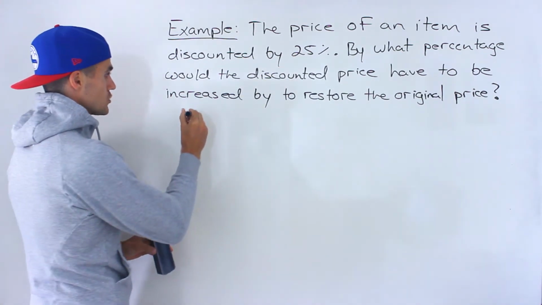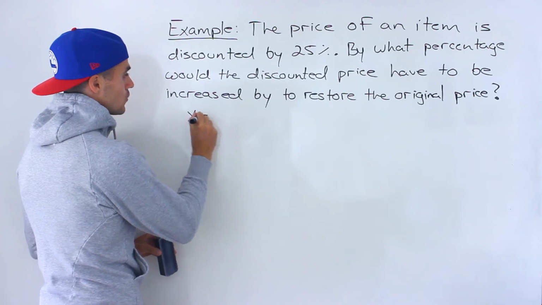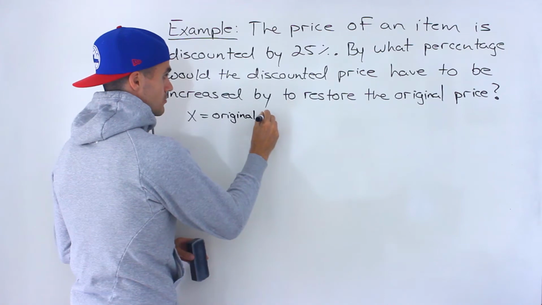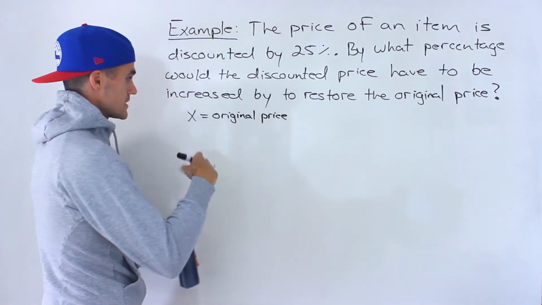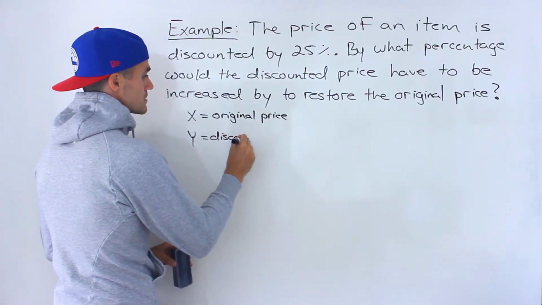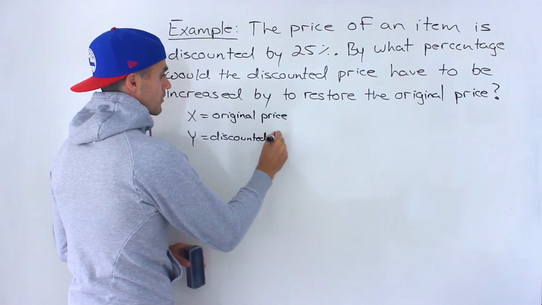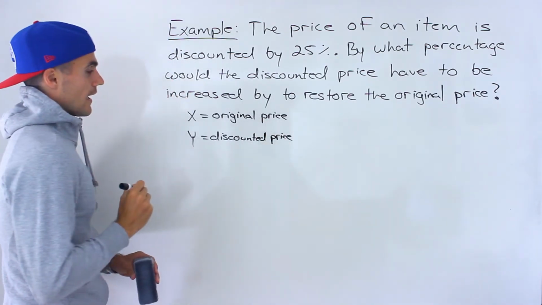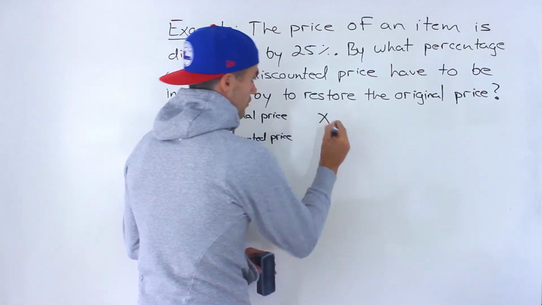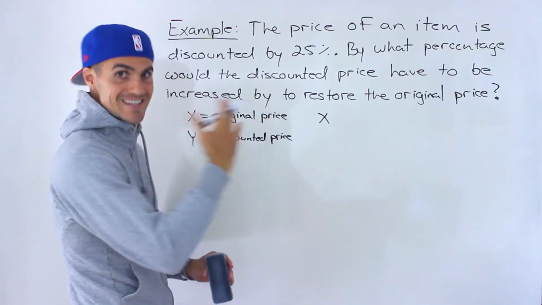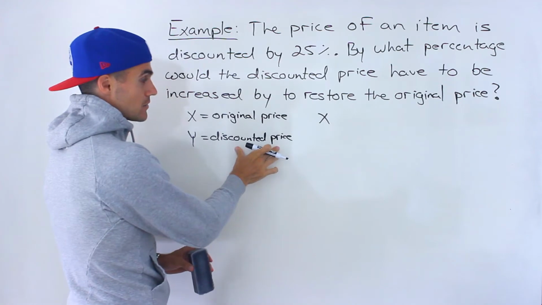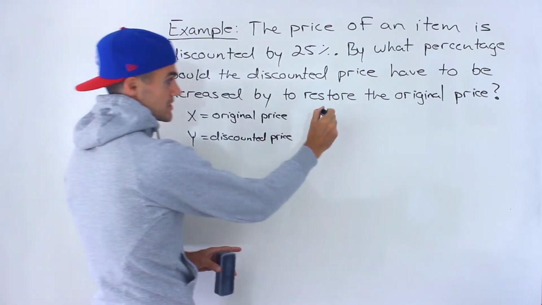And so what I'm going to do is introduce two variables. I'm going to let x equal the original price, so that's the price before it's discounted, and then I'm going to let y equal the discounted price. And so notice what's going to happen is we're going to start with the original price, and then it's going to be discounted by 25%, meaning that the discounted price is basically going to be 75% of this, right?